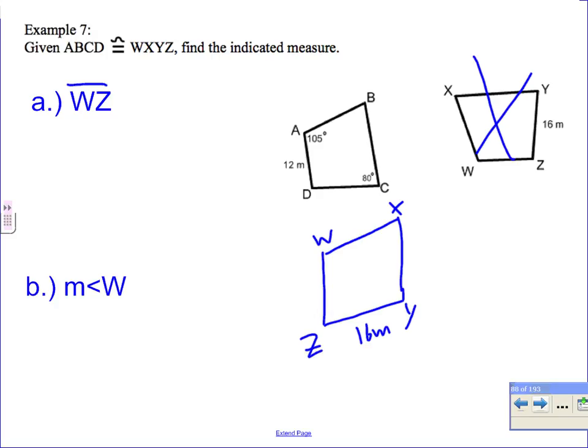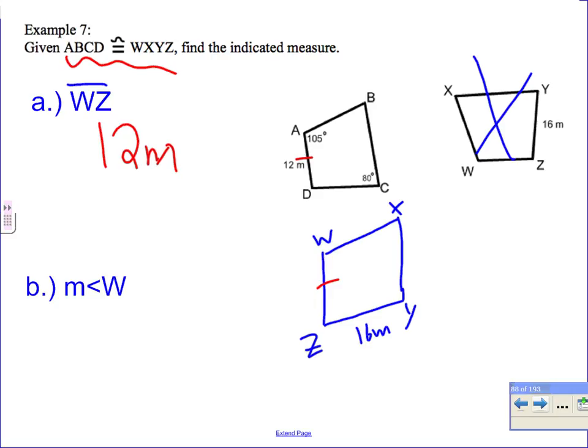Based on that, what is WZ? What is the side length, Zach, WZ? Did you get to that one? Good, how did you know that? Yep. Good job. We know they're congruent because they give us that congruent statement and tell us ABCD is congruent to WXYZ. Corresponding parts that we talked about yesterday are all congruent. Sides and angles, all congruent. Okay, questions on A.